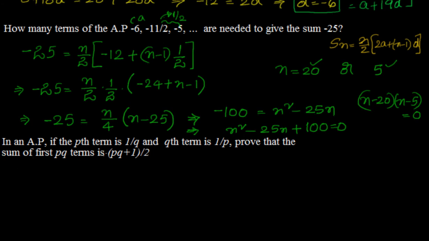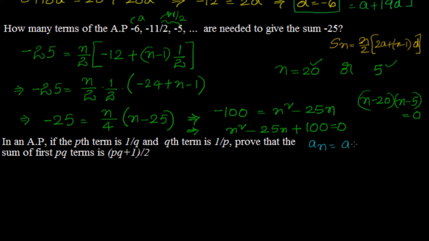In an arithmetic progression, if the pth term is 1 by q and the qth term is 1 by p, prove that the sum of the first pq terms is (pq plus 1) by 2. In an arithmetic progression, the pth term is 1 by q. Okay, what is the formula we are going to use now? Let's just write down the formula. We are going to use these two formulas.